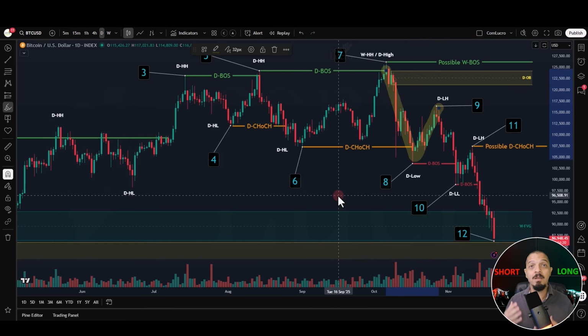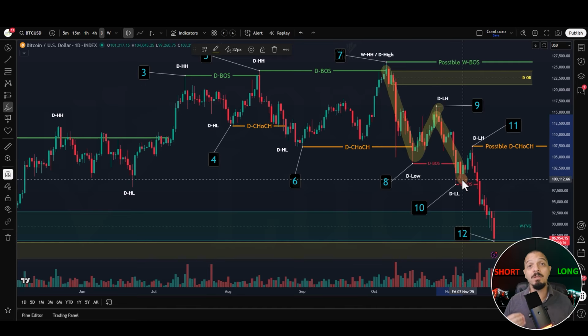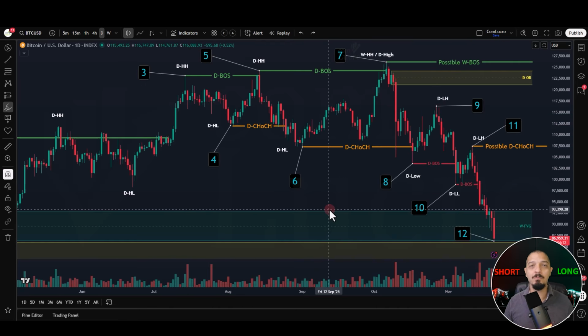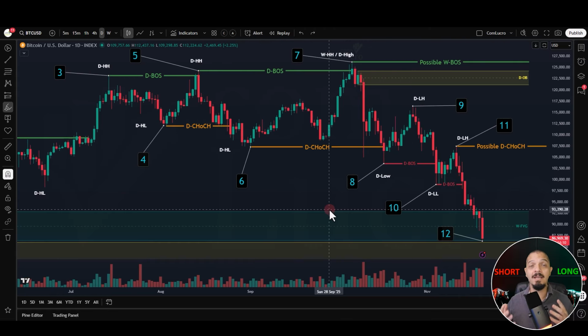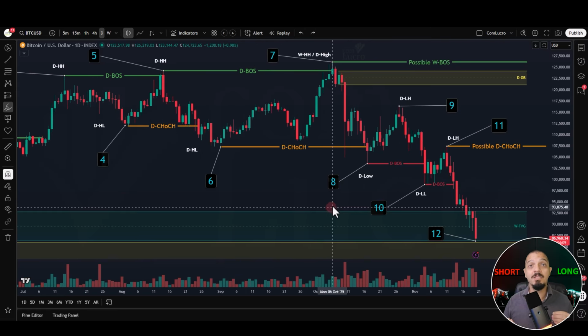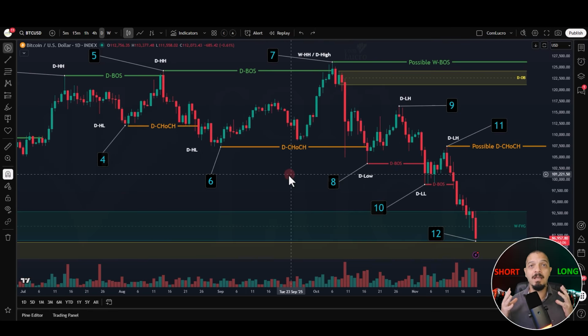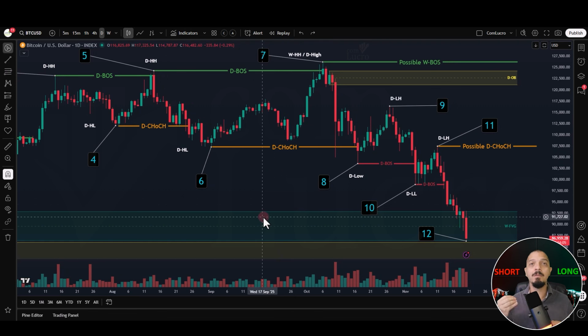Step 10. Here price breaks below the daily swing low that was established before the retracement at step 9. This confirms the first true daily break of structure to the downside. Now the daily trend becomes officially bearish. Sellers have full confirmation, and from this point on, the sequence of lower highs and lower lows begins to form clearly.